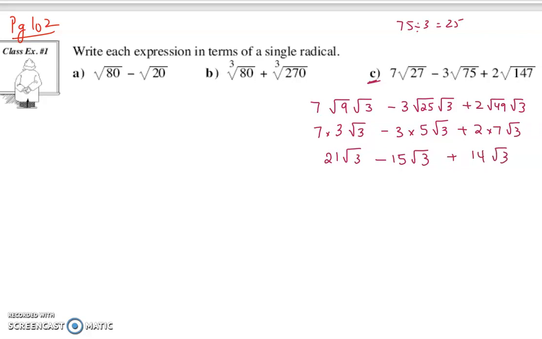So you want to check that you have the same radicand and the same index everywhere. And when you do, you take your coefficients and you combine them. So 21 minus 15 plus 14 ends up giving me 20 root 3. So you make sure you keep and check the signs for each one of them.